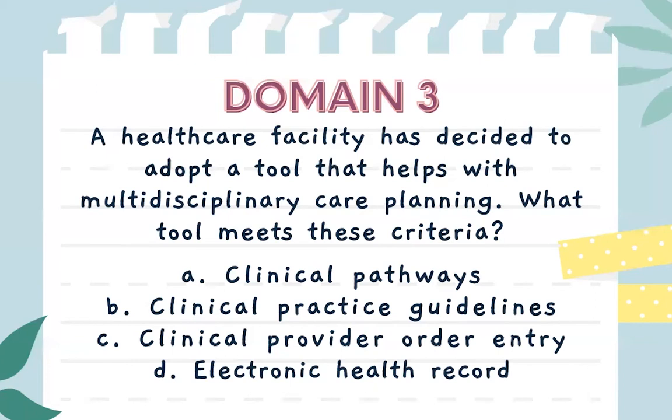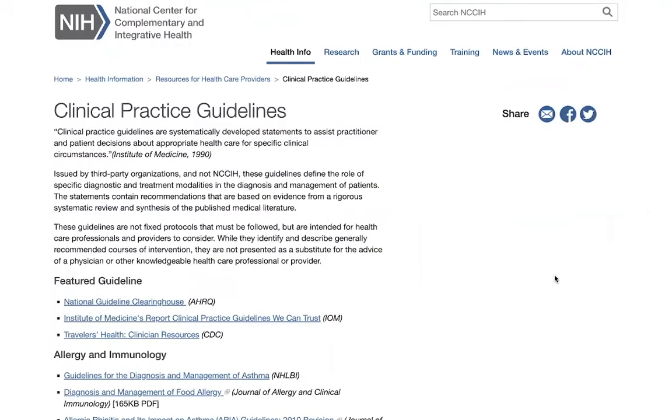Next, B, we have clinical practice guidelines. A clinical practice guideline is actually something that I was unable to find in the textbook. However, I'm going to go ahead and show you where on the internet you can find this information. What I did to get here is I typed in clinical practice guidelines in Google, and I saw a long list of different articles about clinical practice guidelines.